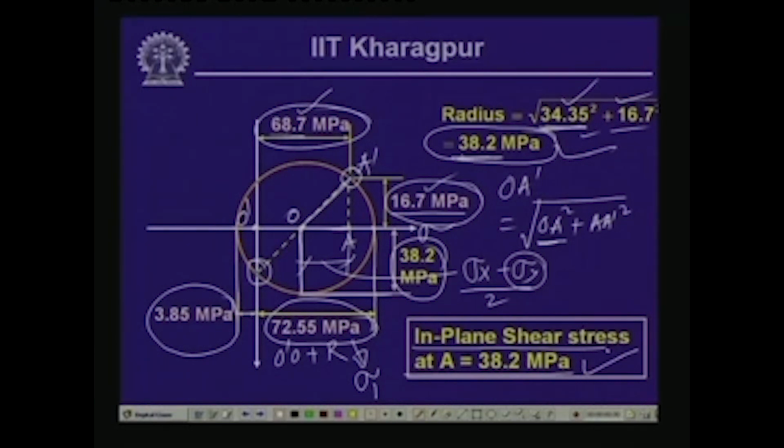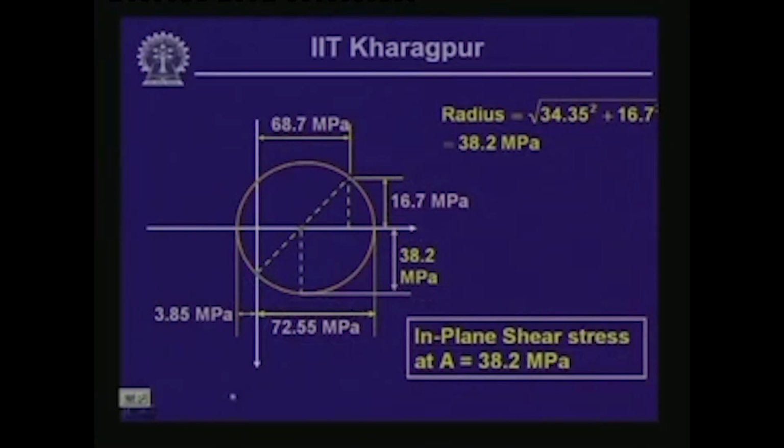As you can see, this particular normal stress being positive is tensile in nature. So, the maximum value of the tensile stress that you have is 72.55 MPa, which is the maximum principal stress. You have the maximum value of the compressive stress, which is 3.85 MPa, which is the minimum value of the principal stress, and then you have the maximum value of the in plane shearing stress, which is 38.2 MPa, which is the radius of the Mohr circle. And so, once we know the individual stresses, we can compute the resulting stress using this Mohr circle.